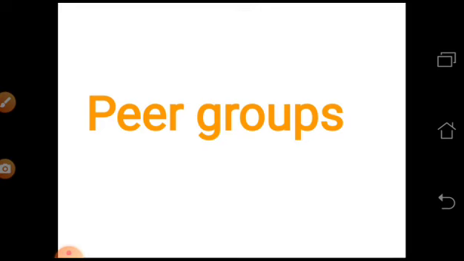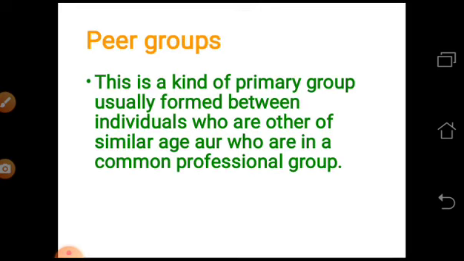Last one is the peer group. Peer groups, simply we can say the same age groups, like school students and classmates, all are same age group students, they are called peers. So this is a kind of primary group. Small groups usually formed between individuals who are of similar age or who are in a common professional group. Not only the schoolmates or classmates, but sometimes we can see professional groups like colleagues, those who are working in an office; we can say they are also peer groups.